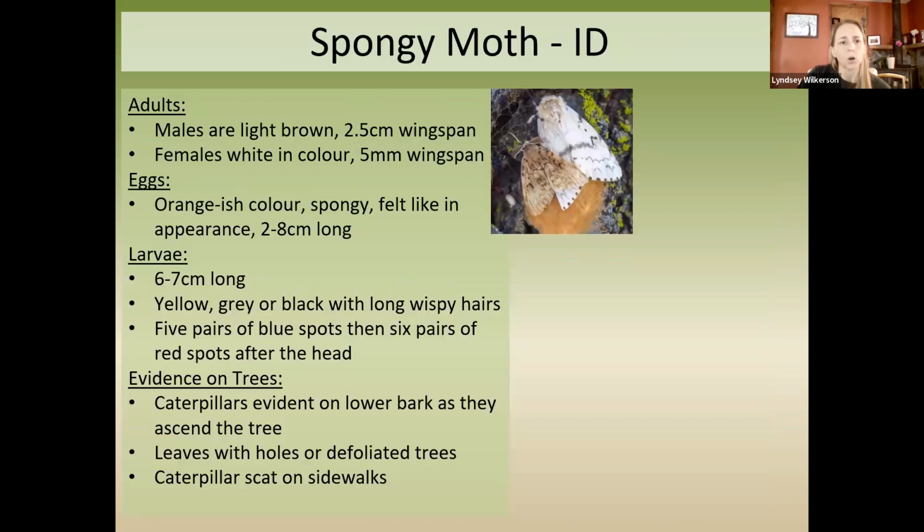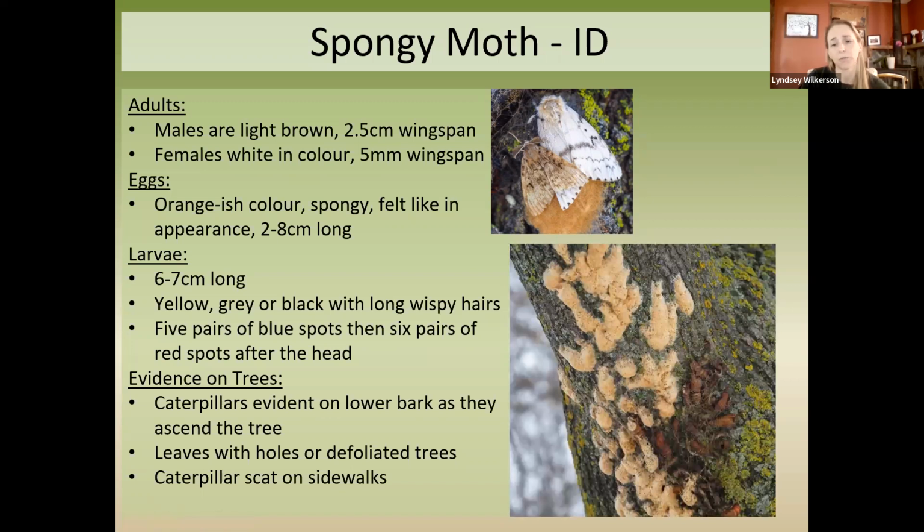Here we've got a photo of an adult spongy moth, and on the left is a male and on the right is a female, and just underneath you can actually see the egg mass that they've got. What the egg mass looks like the most to me is if you've ever put those felt pads on the bottom of furniture in your house, that's actually what it looks like and sort of what it feels like, and about the same size as well.